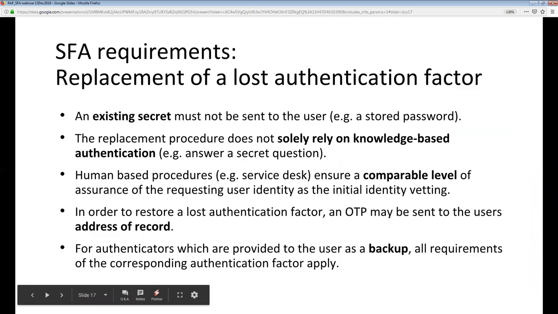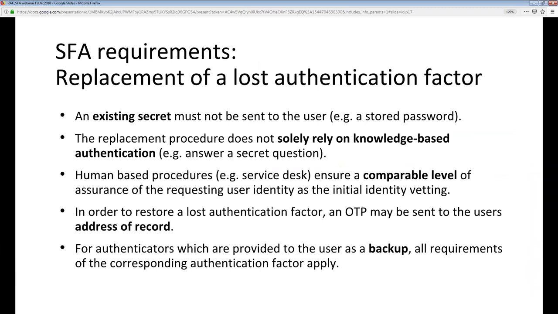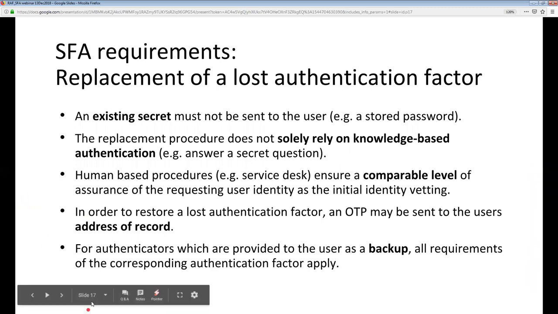The criteria I have presented on the last two slides have dealt with the requirements of the factor itself. As mentioned at the beginning, the SFA profile also defines requirements for the replacement of a lost authentication factor, which are shown on this slide. For example, it is not allowed to send existing stored secrets to the user. I will not go through all of them in detail now, but the other ones determine, for example, how to deal with human-based procedures or also how to deal with backup authenticators. Next slide, please, Mikhail.